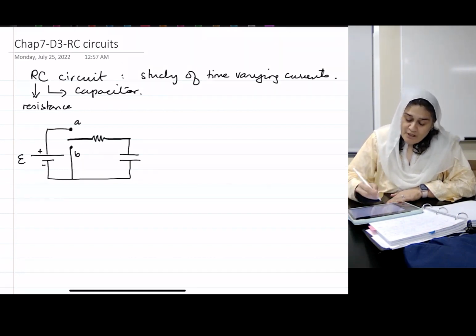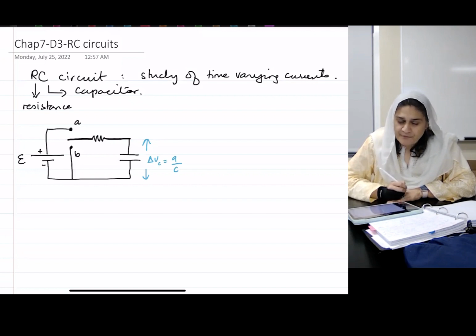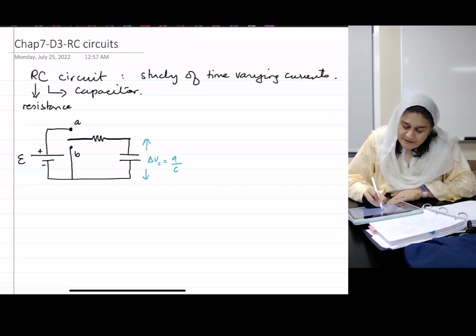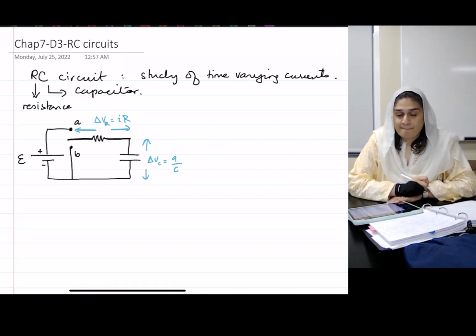The voltage drop across this is called Q over C, and the voltage across this is called V equals IR.